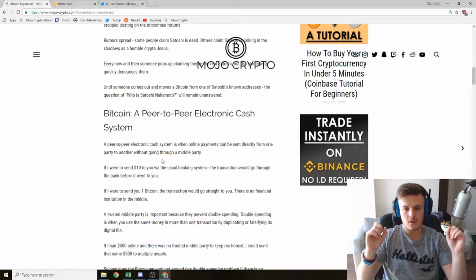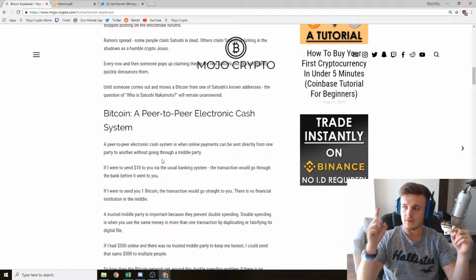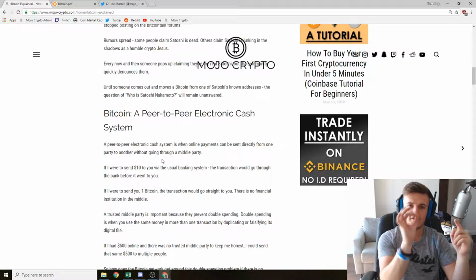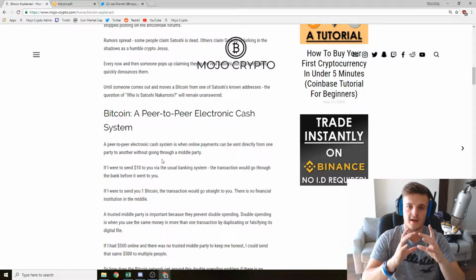So where do we go from here? We've given the £10 example. If we go to Bitcoin as an example, if I were to send you 1 Bitcoin, which is a ridiculous amount of money, the Bitcoin would go straight across and straight into your account. There's no third party in the middle. There's no financial institution in the middle that can check that payment. It goes from me to you. That's how it works, and you can send it back the same way.